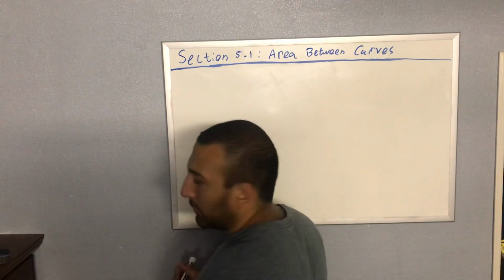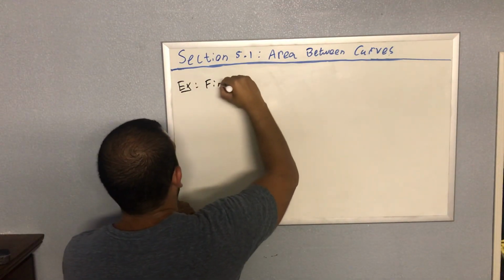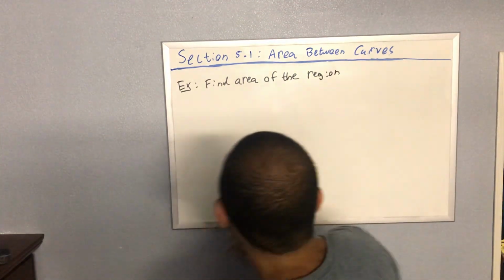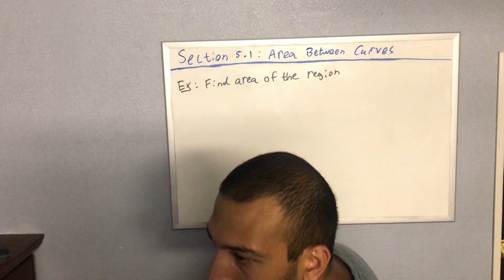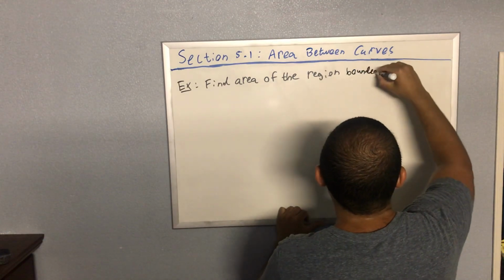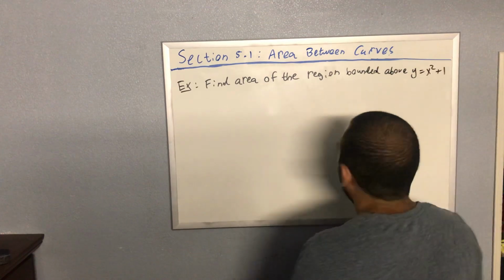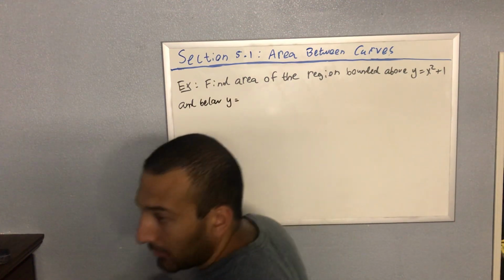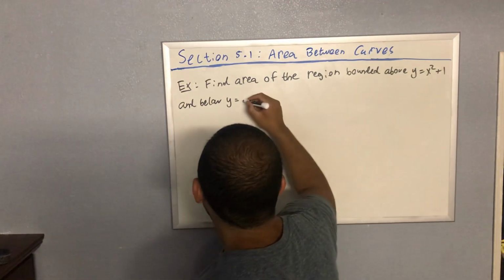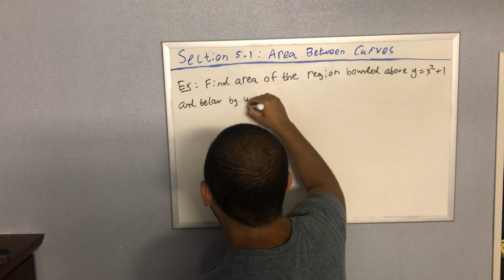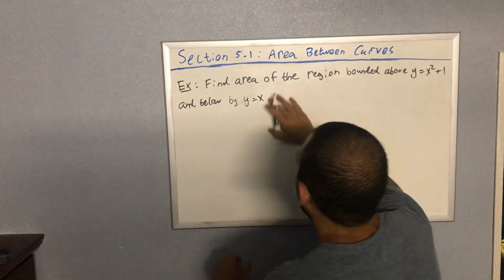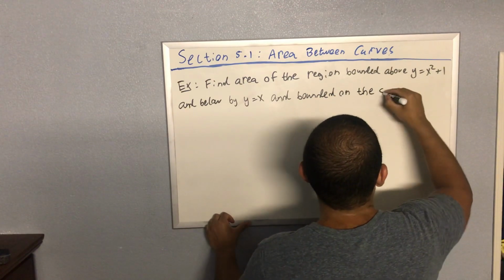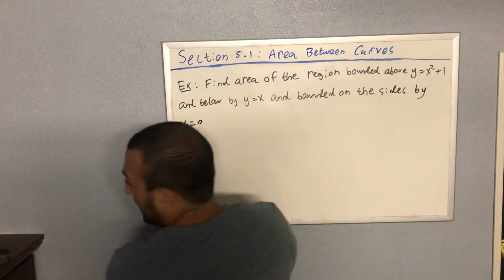Okay, so we want to find the area of the region bounded above by y equals x squared plus 1 and bounded below by y equals x, and bounded on the sides by x equals 0 and x equals 1.